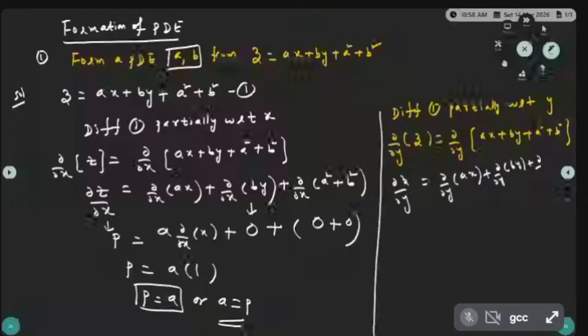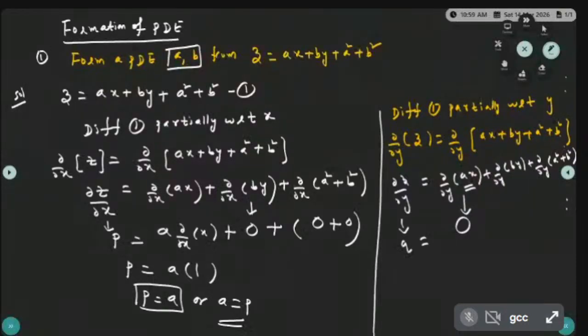What is this? Q. What is this? P is dou z by dou x. Q is dou z by dou y. And okay. What is the answer? Excellent. What is the reason? X and a, both are constants. Why constants? We are differentiating with respect to y, so in the first term, in a and x, there is no single y. When we are differentiating with respect to y, but unfortunately there is no y, that is why the answer is 0.